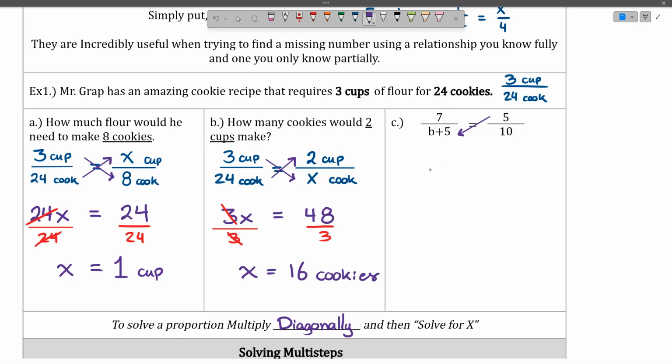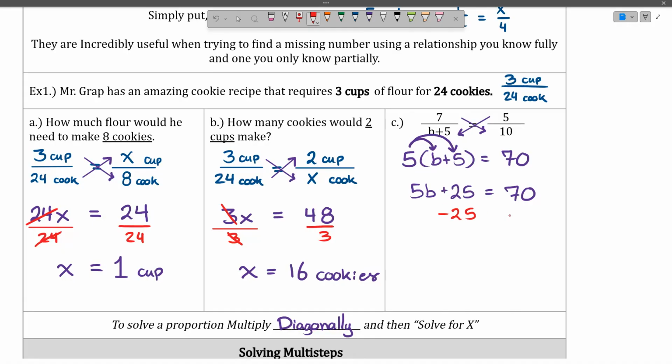Start with the variable. So 5 times b plus 5 is equal to, then do the other part, 7 times 10, 70. Now I'm going to simplify this side of my equation. So 5 times b is 5b. 5 times 5 is 25. And now it's just a matter of undoing the unwanted numbers. I want my b alone, so I'm going to undo this 25. To undo plus, I minus. They cancel out.